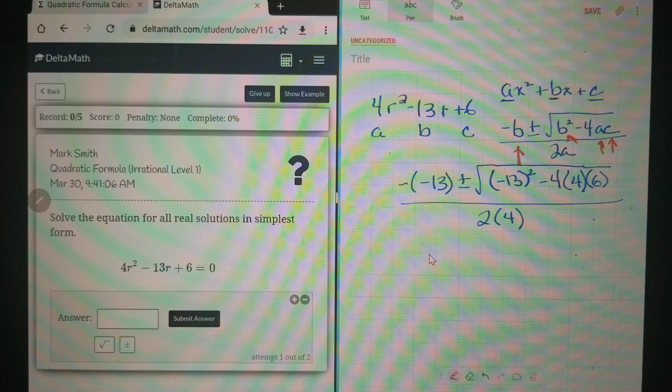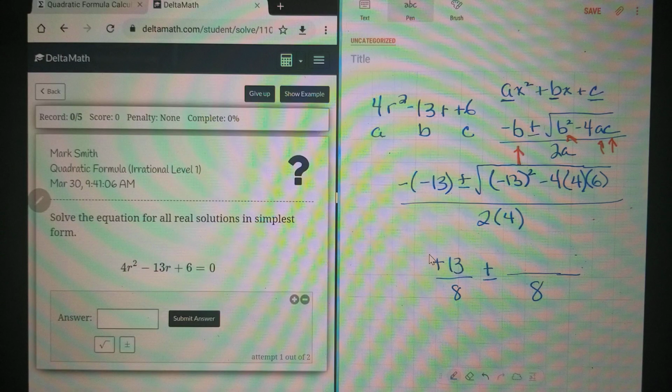All right, so let's see if we can figure that out. I start with a negative 13, so that's going to be a positive 13. And I have this 2 times 4 is 8, so I'm going to put that right there. And now I also have 8 over here.